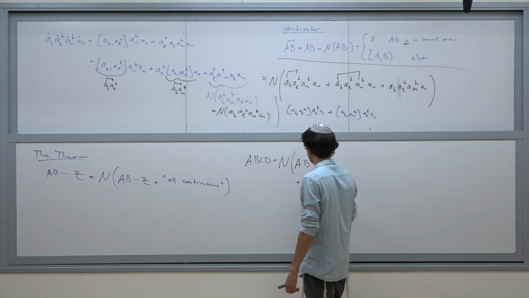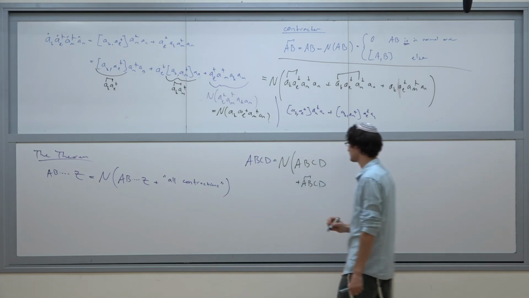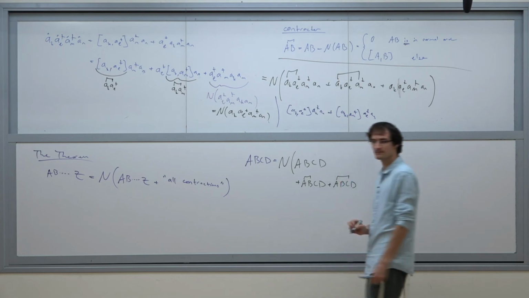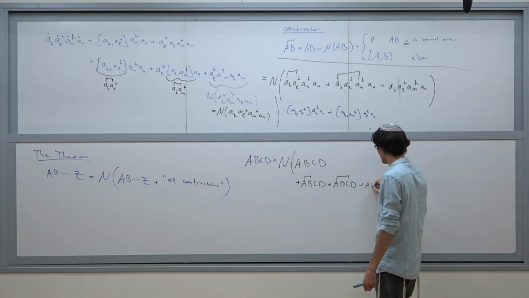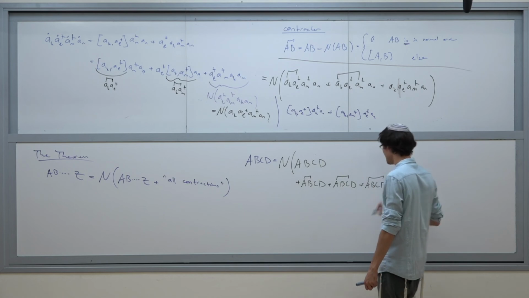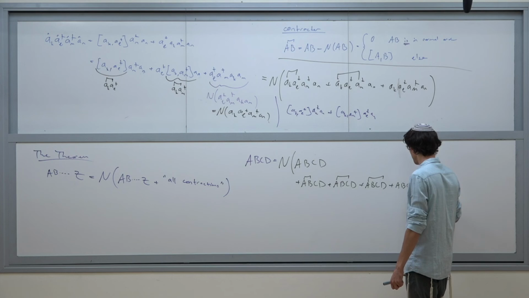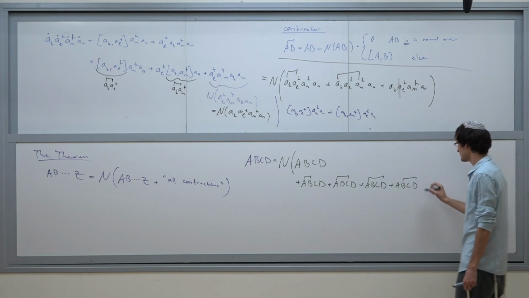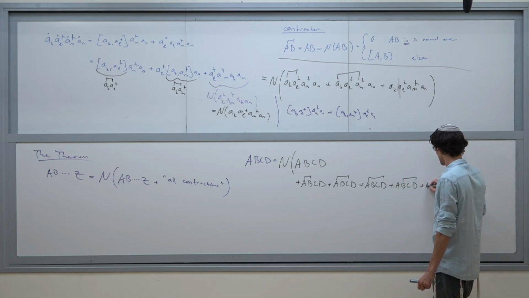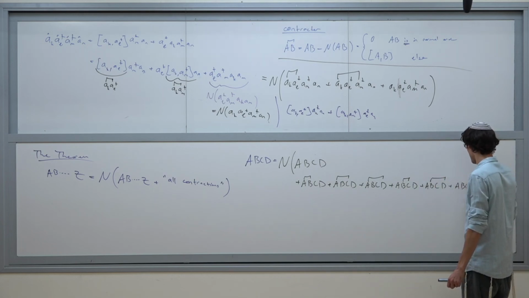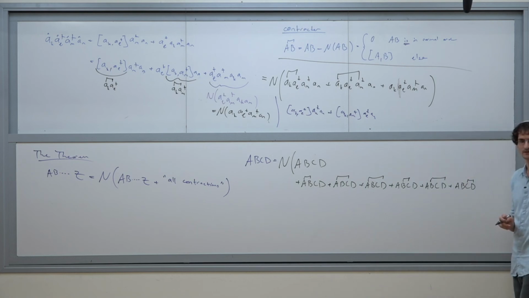So I can do A, B, C, D and contract A and B. I can do A, B, C, D and contract A and C. And this goes on for a while. I can contract A and D. That's 3 of the 6 terms. And then there's A, B, C, D where I contract B and D. No, let's do first B and C, just to get some normal order. And then B and D. And then the last one is C and D. Right? These are all pairs.